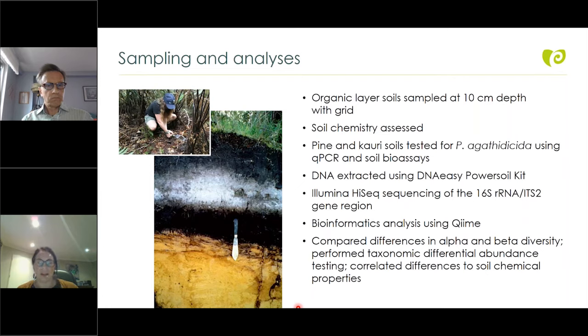We analysed these different sites, so the soil chemistry was assessed: our usual biologically available nitrogen, organic matter, carbon, phosphorus, and pH. We also extracted DNA using the usual DNeasy kits, Illumina sequencing of the gene region, and bioinformatics using QIIME. We compared the differences in alpha and beta diversity and composition, and we correlated these differences back to soil chemical properties to see if we could get a relationship between the difference in community structure and composition and chemical properties.